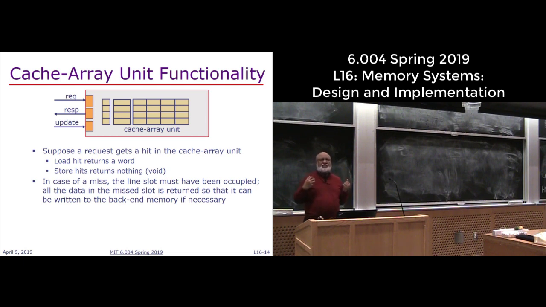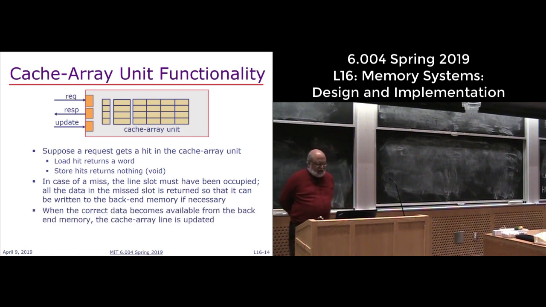Why is that information being given to you? You were just requesting something to find out whether it's a hit or not. You say miss, and not only is it a miss, this is the occupant of that slot. Why? Because we may have to write those things to the backend. So that's what is written here. In case of a miss, the data in the miss slot is returned so that it can be written back to the backend memory if necessary. And when the correct data becomes available from the backend memory, then we will go and update the cache line.